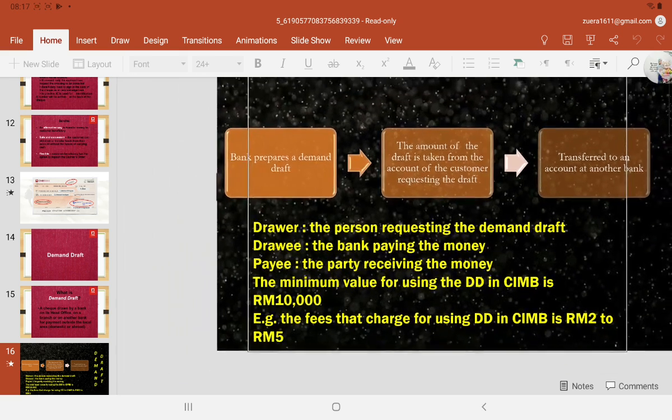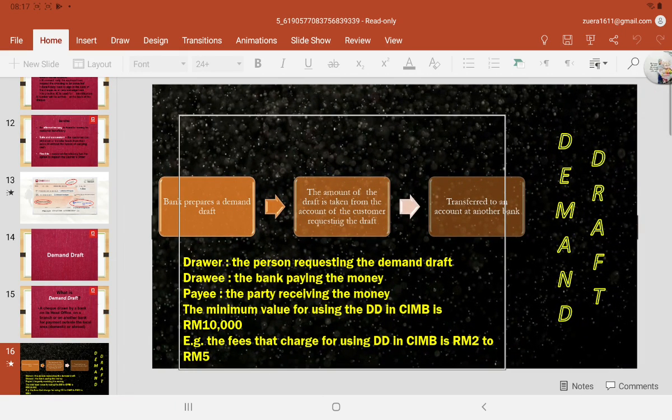Okay, so based on CIMB, they have a minimum value if the customers want to use the demand draft. The minimum value for the customers who want to use the demand draft is 10,000 ringgit, and then they will charge certain fees for using the demand draft, for example 2 ringgit or 5 ringgit.